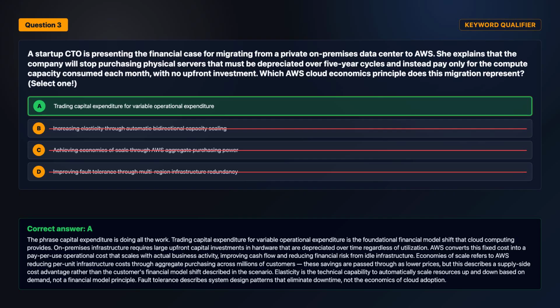Economies of scale refers to AWS reducing per-unit infrastructure costs through aggregate purchasing across millions of customers. These savings are passed through as lower prices, but this describes a supply-side cost advantage rather than the customer's financial model shift described in the scenario. Elasticity is the technical capability to automatically scale resources up and down based on demand, not a financial model principle. Fault tolerance describes system design patterns that eliminate downtime, not the economics of cloud adoption.